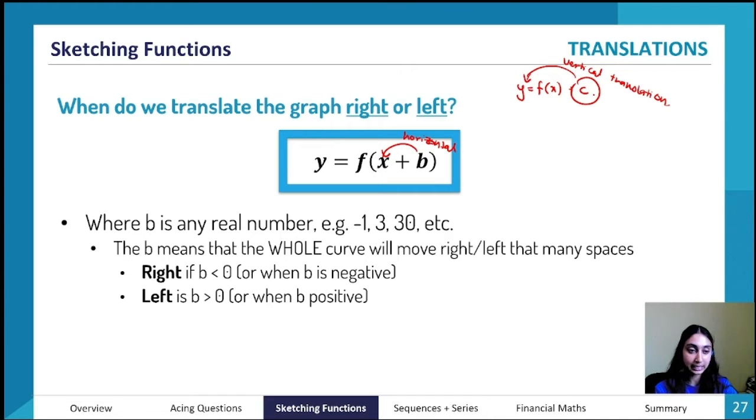Now the actual impact that B has on the translation. So B, as I said before, moves it left to right. So B can take any real number, ranging from negative infinity to infinity, just like C. But the actual value is kind of counterintuitive compared to C. C is pretty easy. If C is positive, then we're moving up C places, right? In this case, if B is negative, then we're moving to the right by B places. And if B is positive, then we're moving to the left B places. Okay, so right is negative, left is positive.